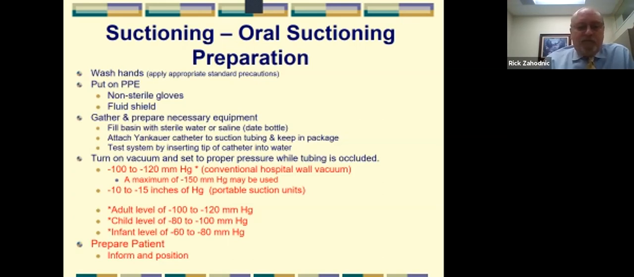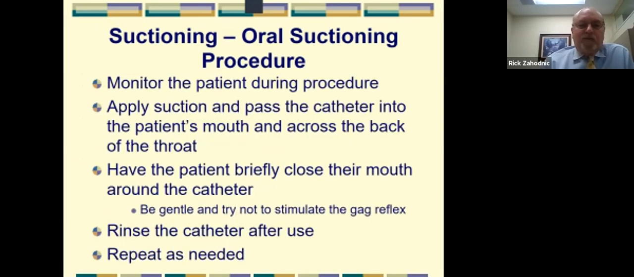We're going to go ahead and inform the patient of what we're doing and put them in the proper position. Obviously, we're suctioning out the mouth, so there's not a significant incidence of hypoxemia being created, but we certainly want to monitor the patient. We'll apply the vacuum and pass the catheter into the patient's mouth and across the back of the throat. Have the patient close their mouth around the catheter. If you've been to the dentist in the last 15 years, you know what this would feel like. And basically, then we would rinse and repeat as necessary.